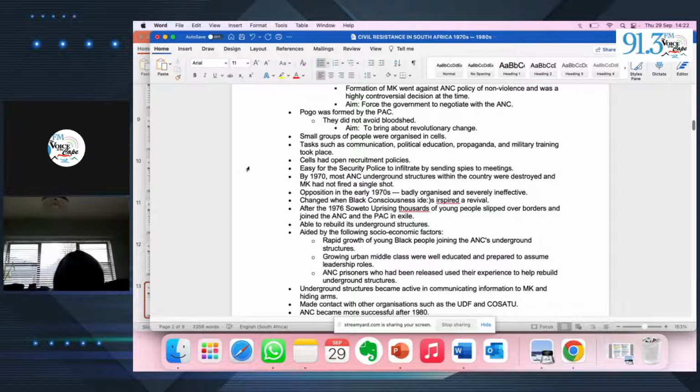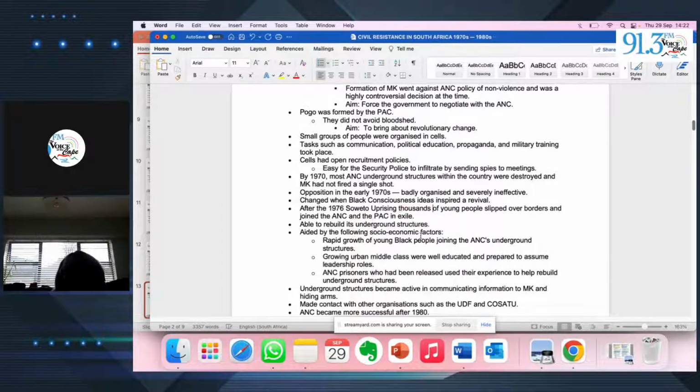And by the 1970s, most ANC underground structures within the country were destroyed, and MK hadn't fired a single shot. The opposition in the early 1970s was badly organized and severely ineffective, and changed when Black consciousness ideas inspired a revival.